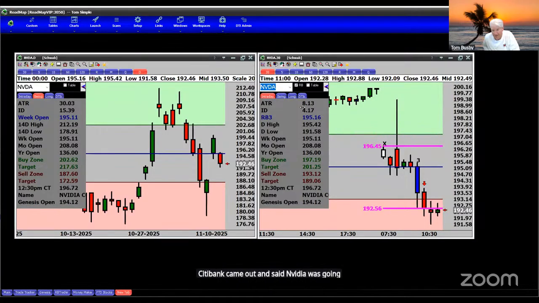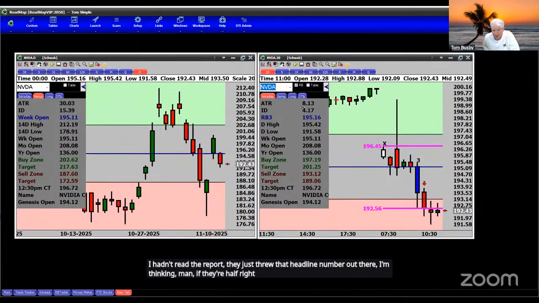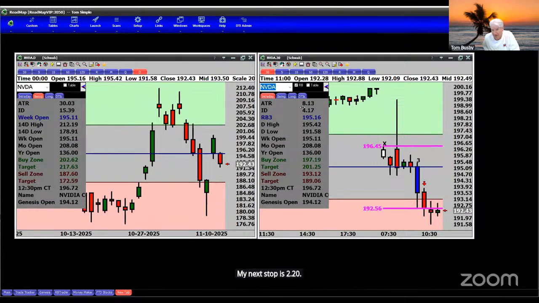And then the other thing I mentioned in T-Buzz TV, Citibank came out and said NVIDIA was going to 720. And I hadn't read the report. They just threw that headline number out there. And I'm thinking, man, if they're half right, we're going to make a lot of money. My next stop is 220 to 210, my next stop prior to earnings, November 19th. But anyway, I want to show you NVIDIA. Let's go to our slides now.